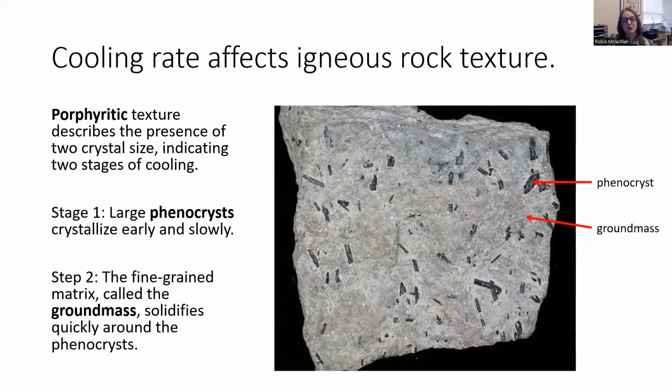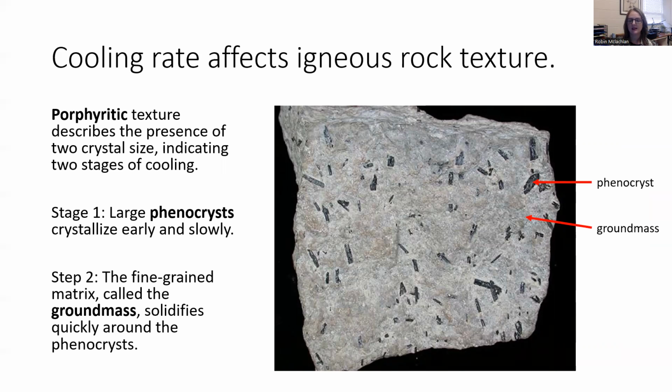So those two textures you should have already been familiar with. Now I'm going to introduce some that you might not be as familiar with. The first one is porphyritic texture, and this happens when you've got a little bit of both. This happens when a magma or a lava cools in two different stages. The first stage is relatively slow, so this is going to be intrusive, slow cooling. Large crystals are going to start to form. These large crystals we call phenocrysts.